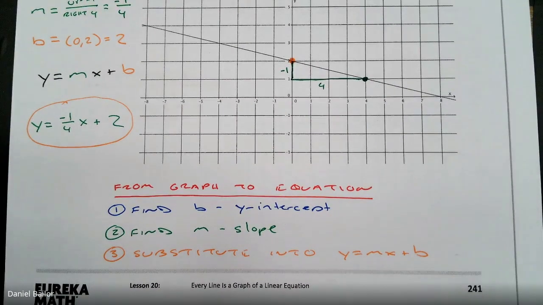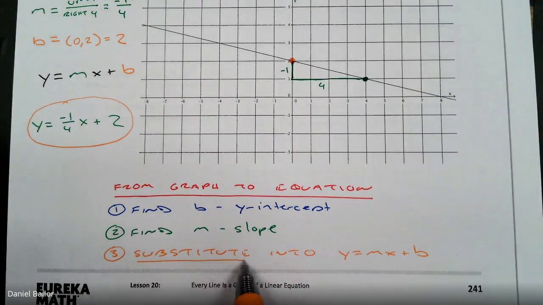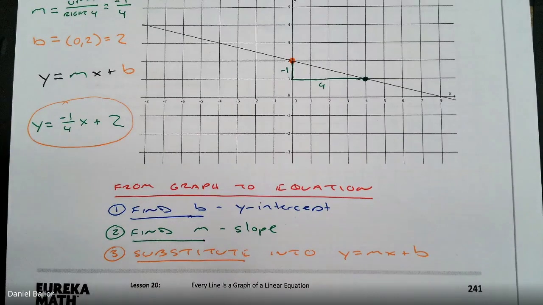From graph to equation is 3 steps. Find b, find m, substitute. In fact, you can just have those words: find b, find m, substitute, because you know what all those mean. That's what we're doing today.